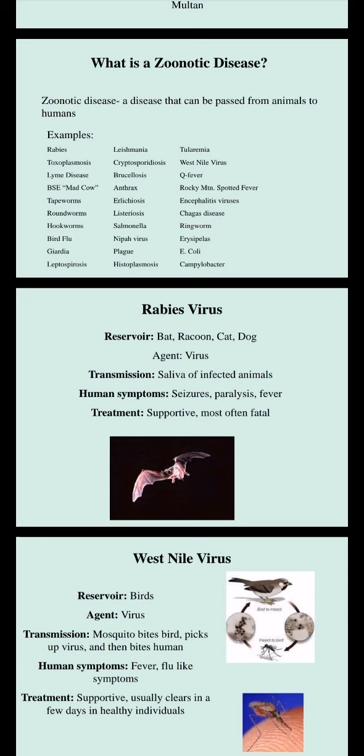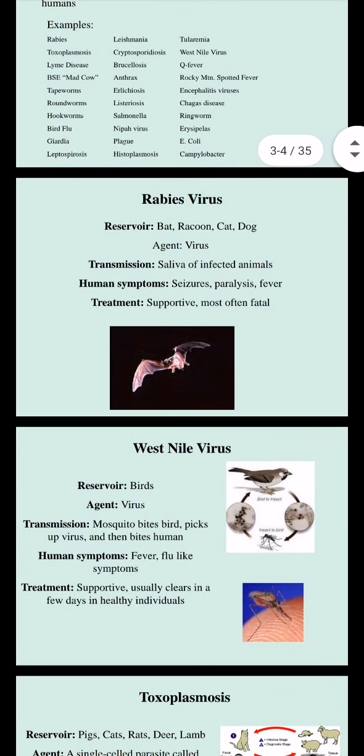Some examples of zoonotic diseases are rabies, leishmania, tuberculosis, toxoplasmosis, West Nile virus, Lyme disease, brucellosis, Q fever, mad cow disease, anthrax, Rocky Mountain spotted fever, tapeworm, roundworm, hookworm, bird flu, giardia, leptospirosis, plague, Escherichia coli, ringworm, Chagas disease, encephalitis virus, salmonella, and histoplasmosis.